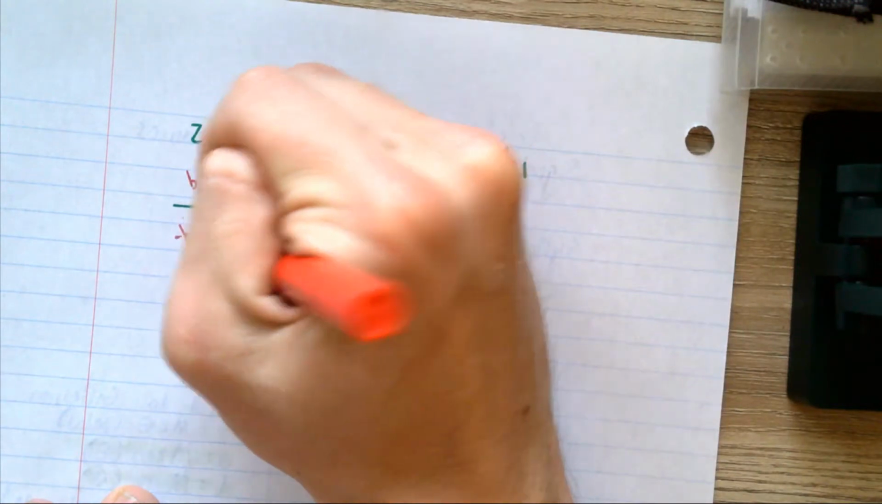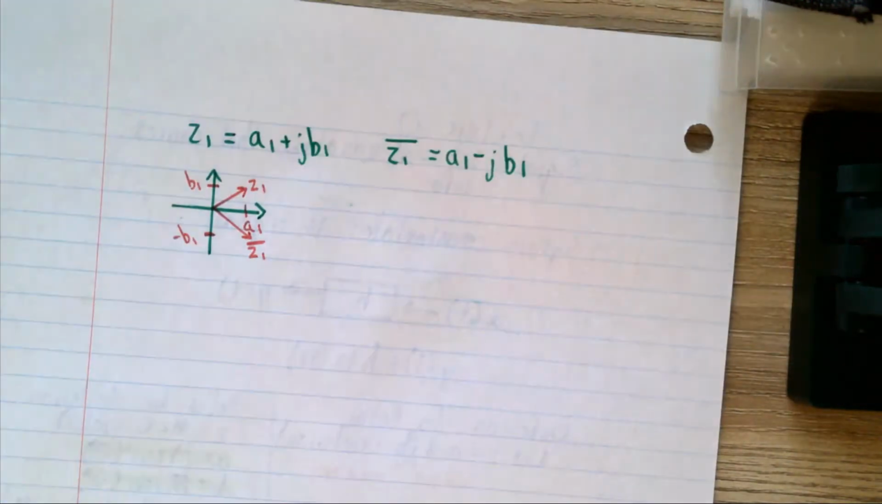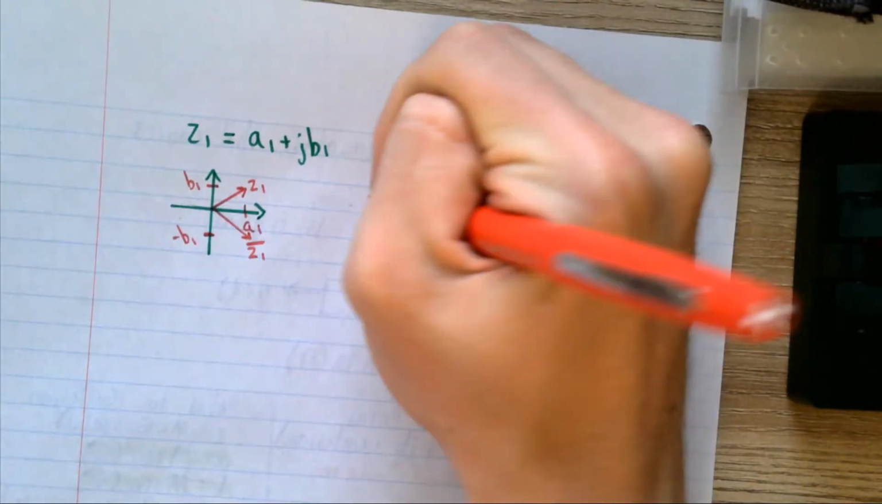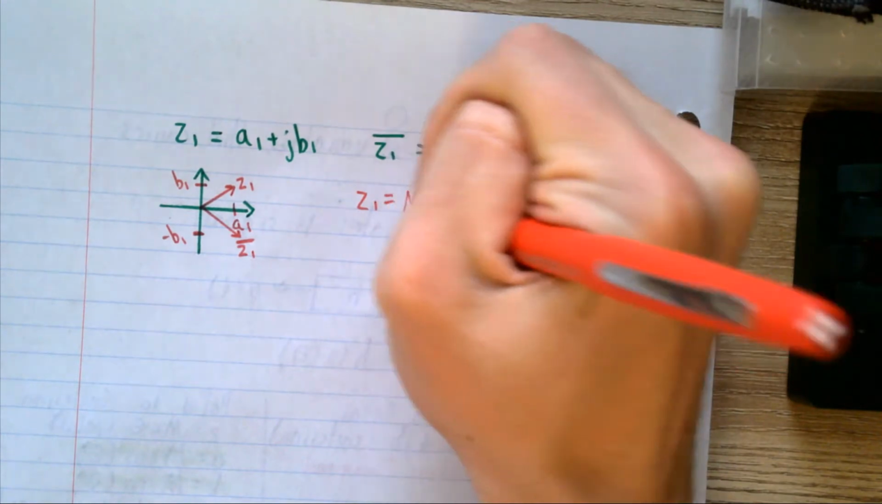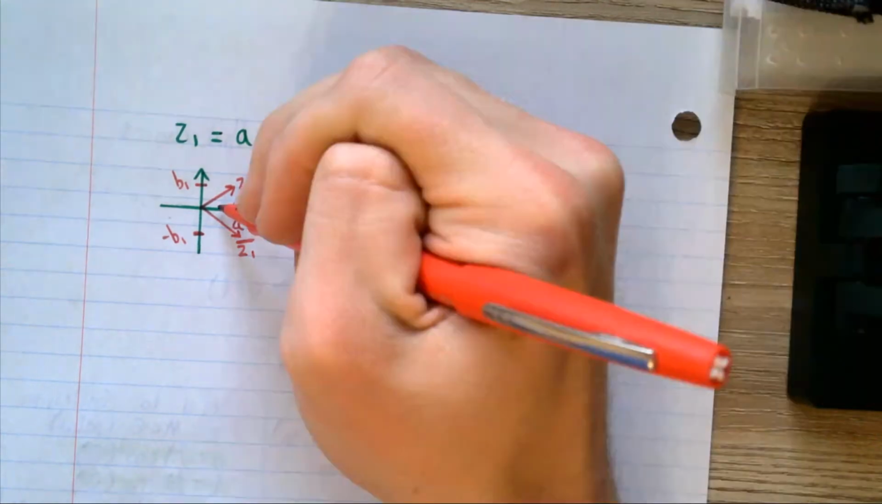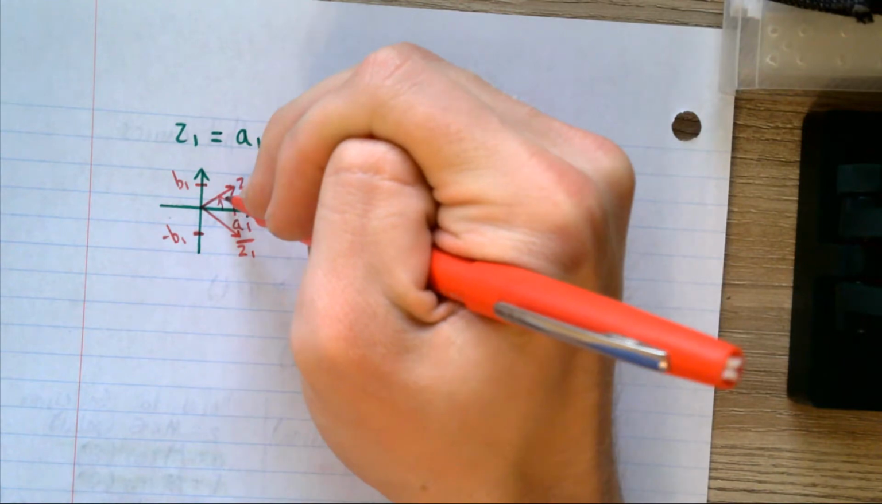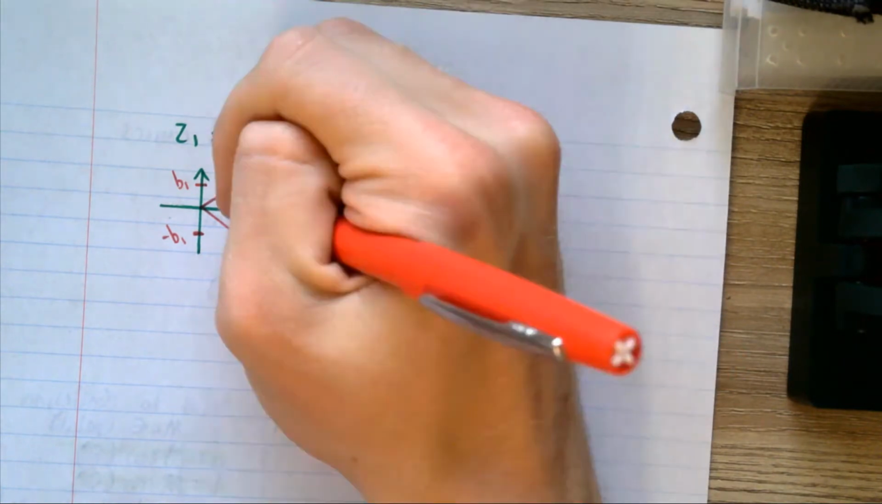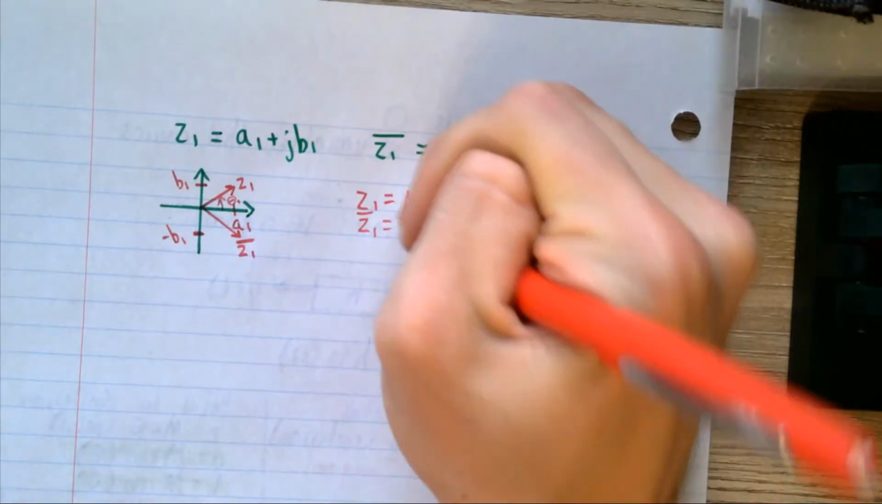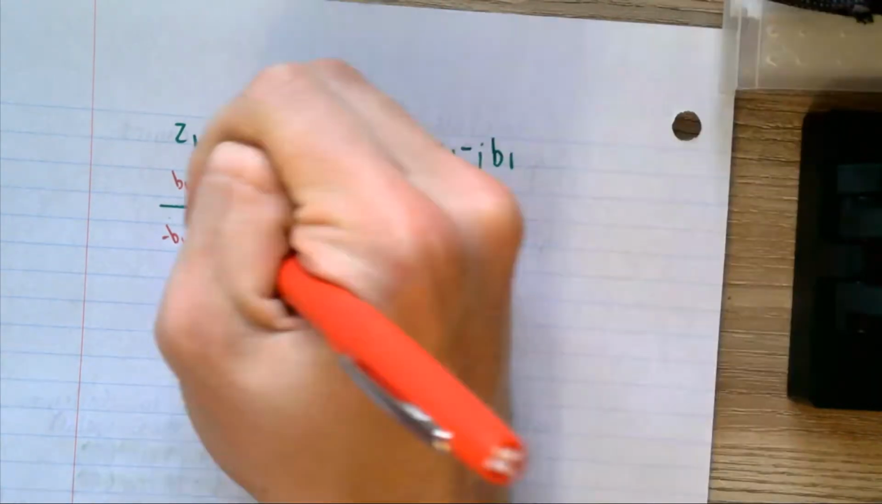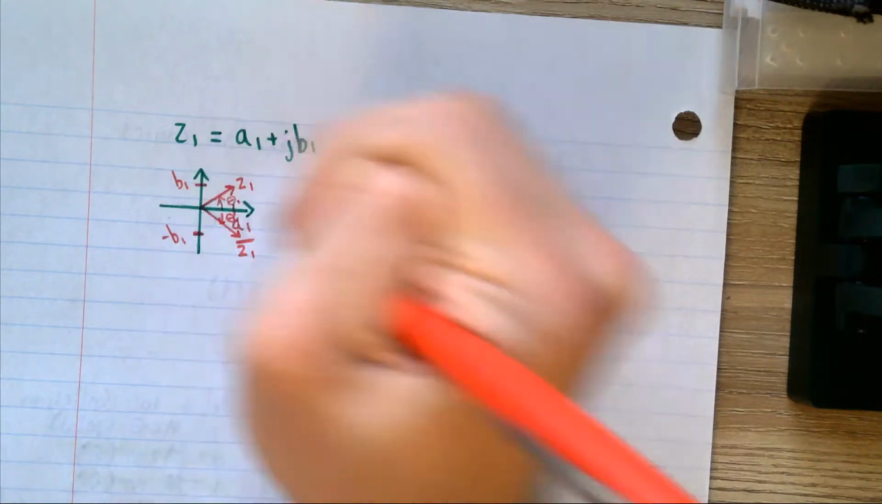Now that we talked about those two, let's look at what we mean. When we say Z1, we can write that in terms of polar, which would just be the magnitude of how long that vector is and the phase angle from the origin. So this would be theta 1 here. And then Z1 conjugate is going to be the same magnitude, but the angle is going to be in the opposite direction, so it's going to be minus theta 1.